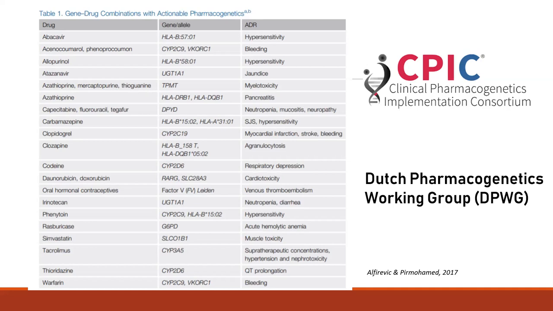Okay, so we have many gene-drug combinations that we call actionable pharmacogenes. If you identify a patient with these genes or this polymorphism in these genes, you should genotype and then make some adjustments in the treatment, either changing the drug or using a different dose scheme.